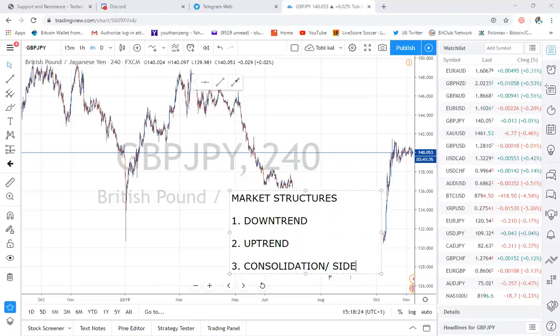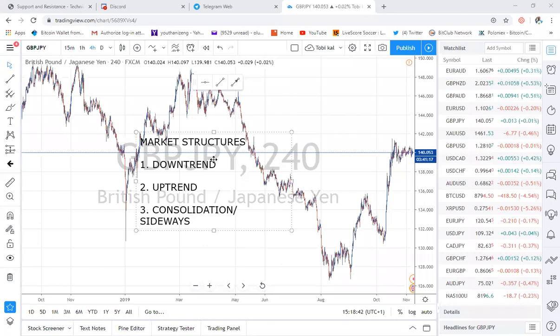All right. The market is either in a downtrend, an upward trend, or on a sideways movement. Other than these three, there's nothing else. No other thing is happening in the market. It's always going to be either an uptrend, downtrend, or a consolidation that is happening. All right, and that's it.